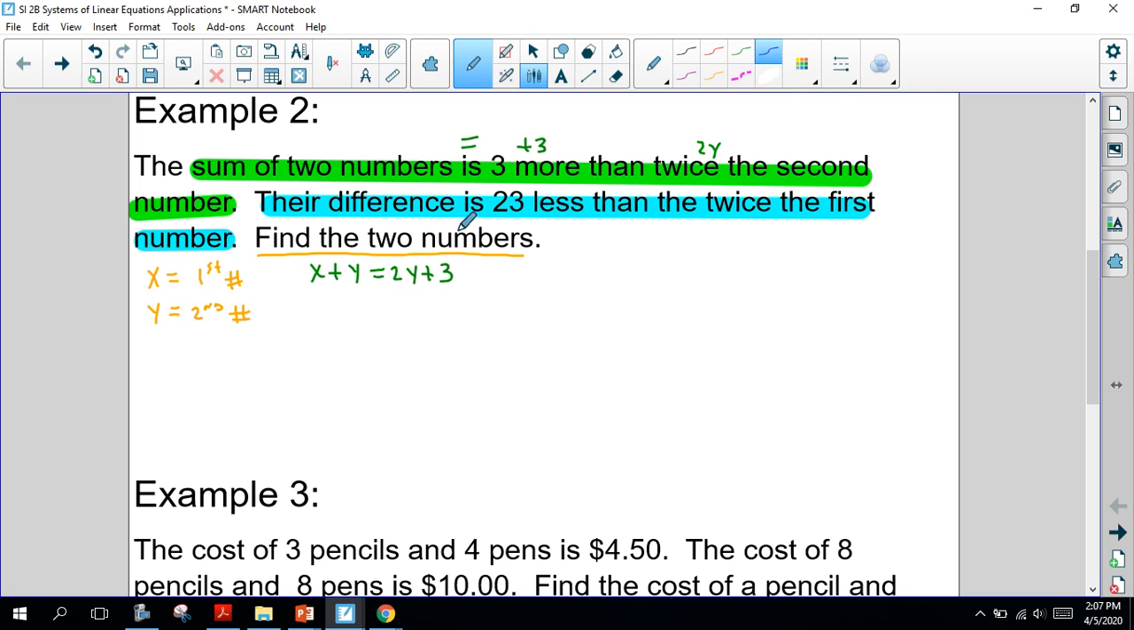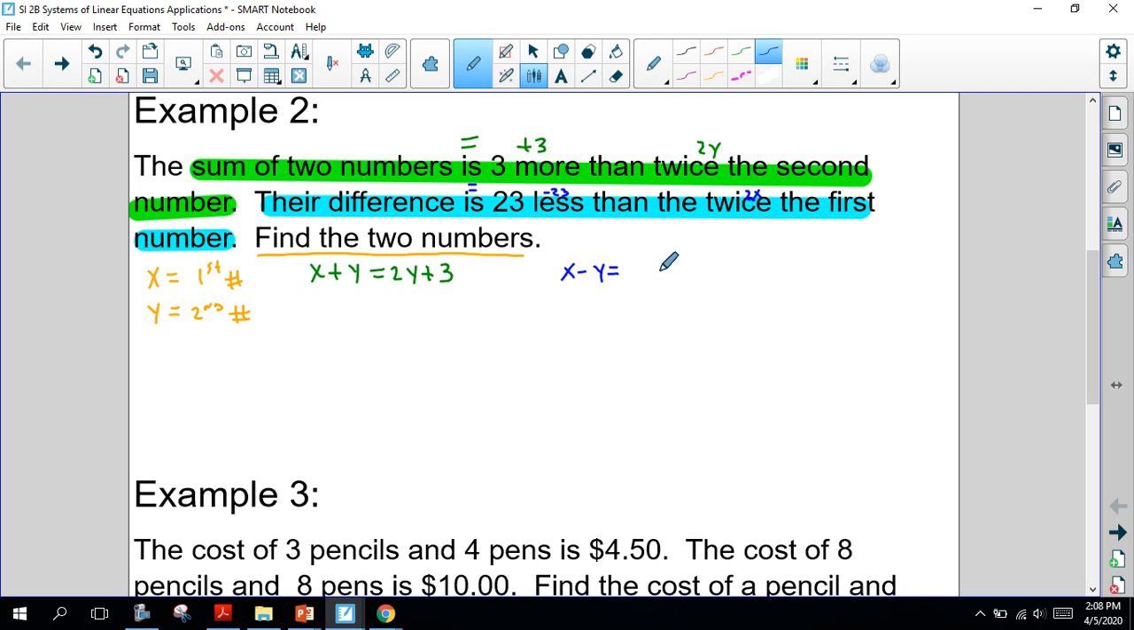If I look at my second equation, it refers to their difference. Their difference, just like the previous problem, is x minus y. The word is, once more, again, means equals. So here's my equal sign. 23 less than twice the first number. 23 less means you're subtracting this 23. Twice the first, well, that's 2 times the first, and we labeled the first number here earlier as x.